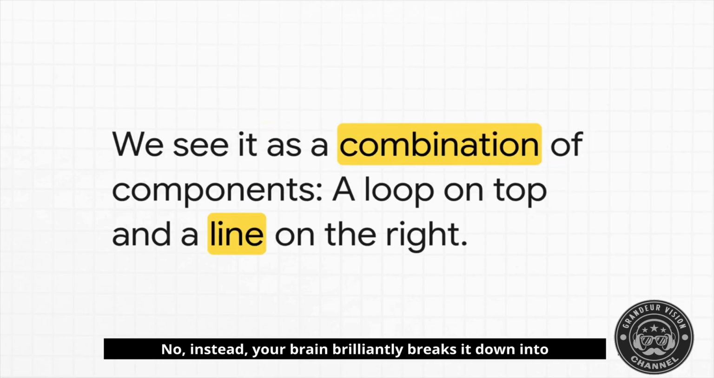No, instead, your brain brilliantly breaks it down into components. You see a loop at the top, and then you see a straight line kind of attached to it on the right. Just like an 8 is a loop on top of another loop, or a 4 is basically 3 different lines, or pattern matching machines.